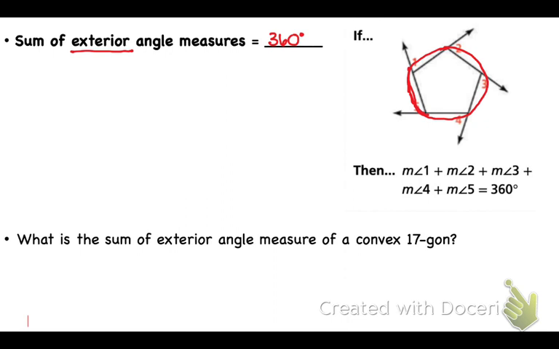Okay. So the example: what is the sum of the exterior angles of a convex 17-gon? 360. That's it. Because what word? Exterior. So make sure it is exterior, because I love it when everybody is like, oh, it's 360. No, that's only for exterior. Questions?